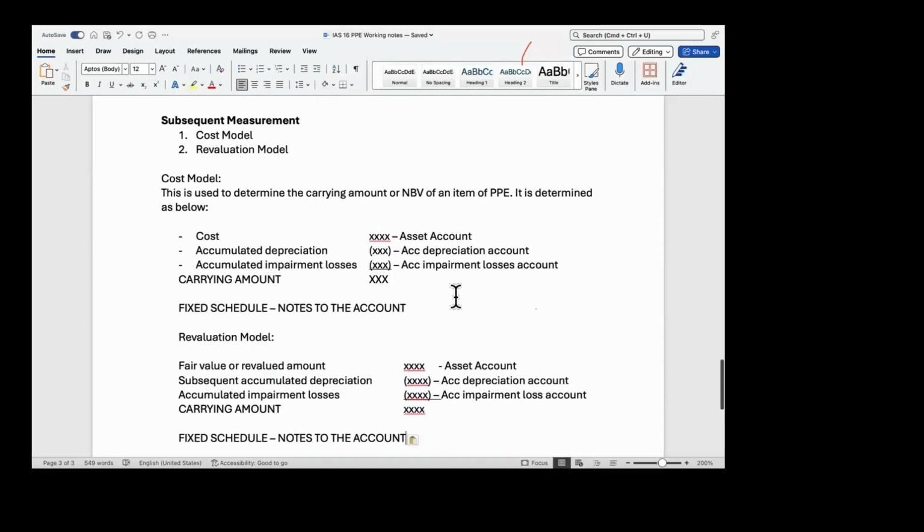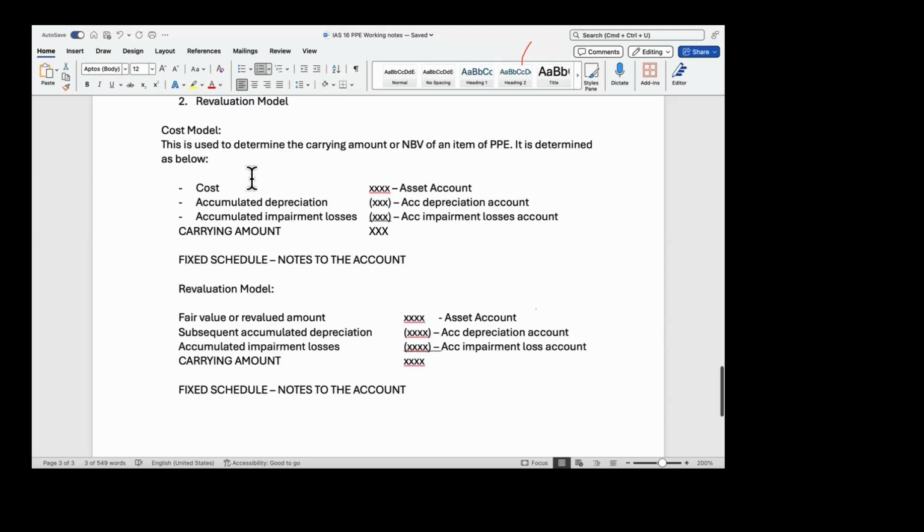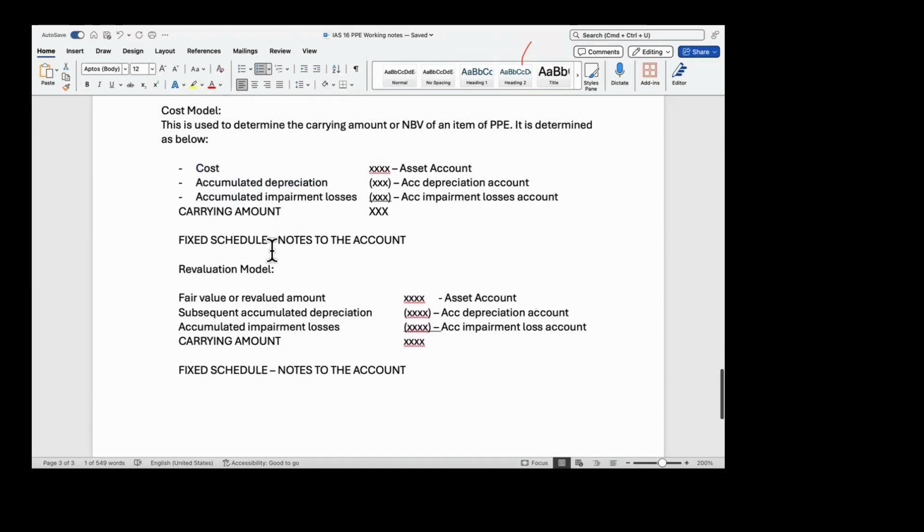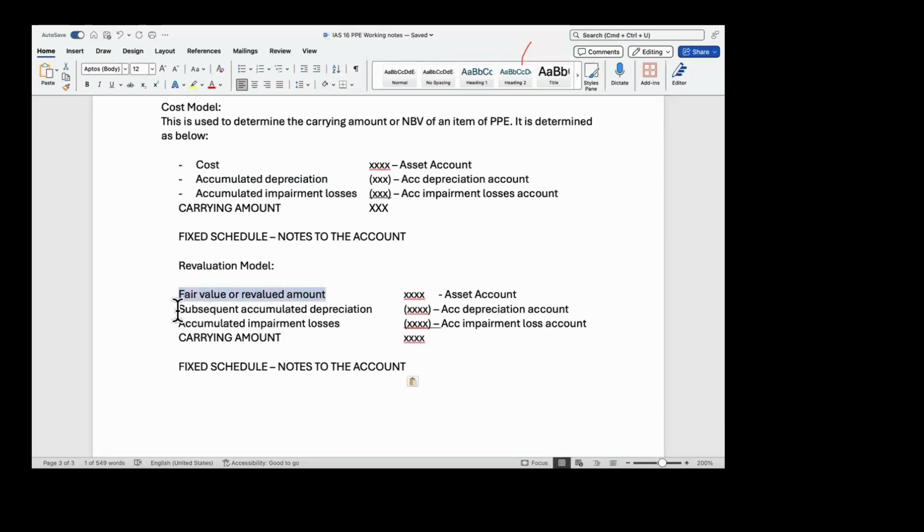This is subsequent measurement. These are the two models. I asked questions around this before that explain the cost model and the revaluation model. No need for big English. Cost model is just a way of determining your carrying amount. Just tell them cost model is cost minus accumulated depreciation minus accumulated impairment losses. Revaluation model is fair value or revalued amount minus subsequent accumulated depreciation minus accumulated impairment losses. You will get your 3 or 4 marks.